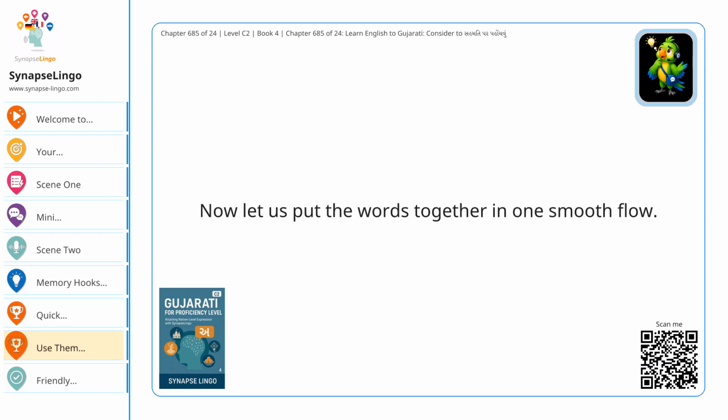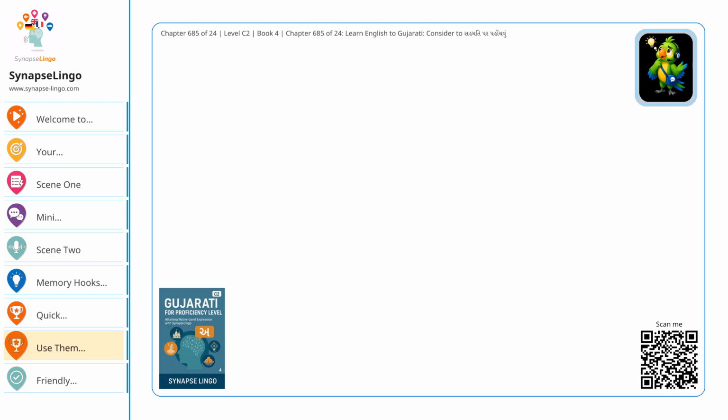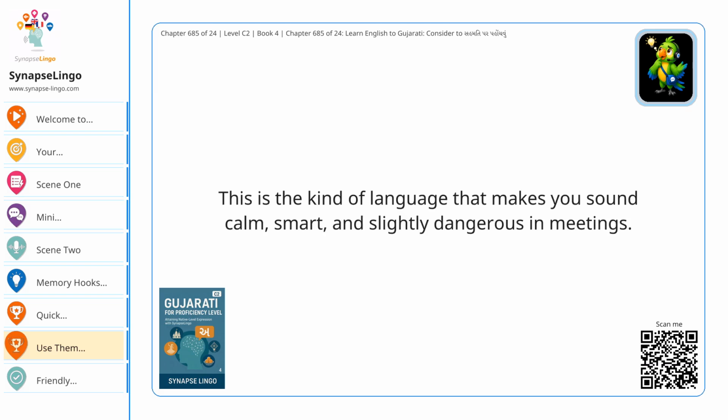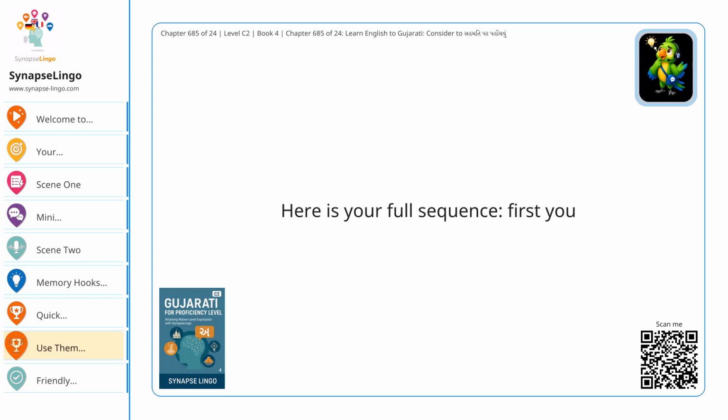Now let us put the words together in one smooth flow. This is the kind of language that makes you sound calm, smart, and slightly dangerous in meetings. Here is your full sequence. First you consider. Then take note of the details. Sometimes you must accept a risk. Then you initiate the process.